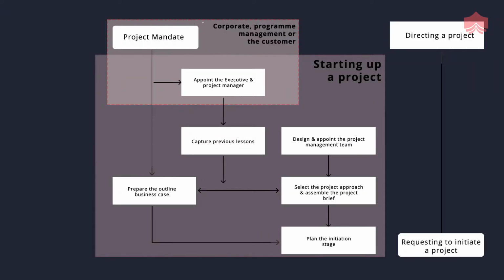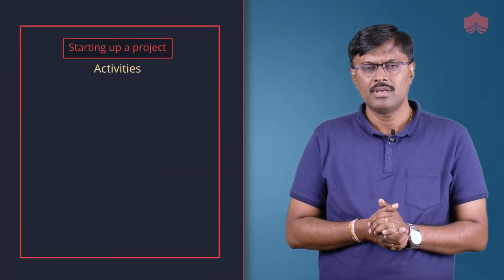Starting up a project process activities. The starting up a project process mainly gets triggered through a project mandate, which is issued by corporate program management. It is triggered during the pre-project stage. It has 6 main activities.